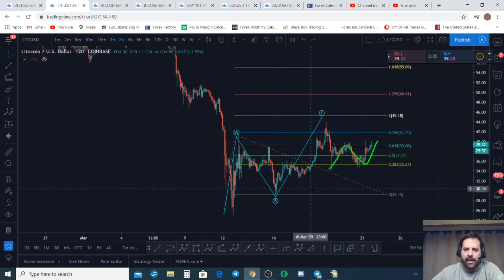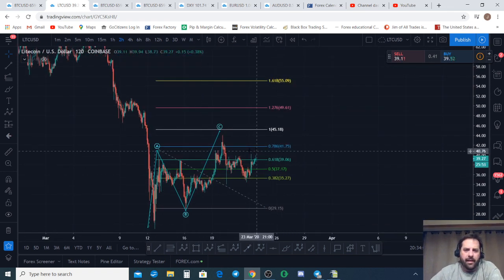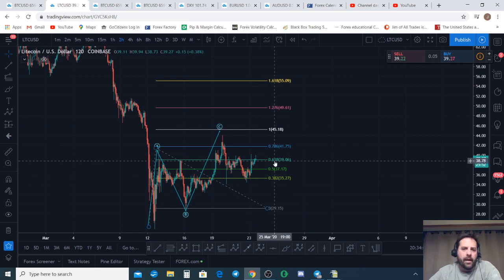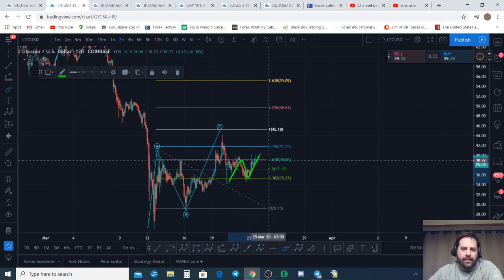That's what a WXY is. It's a complex correction. It's a double correction, and it does a lot of things you don't expect, and in ways you don't expect. And flats have been just so prevalent in this market since the correction started. So it doesn't surprise us that there's a flat right in here. So yeah, that's what it's looking like to me.